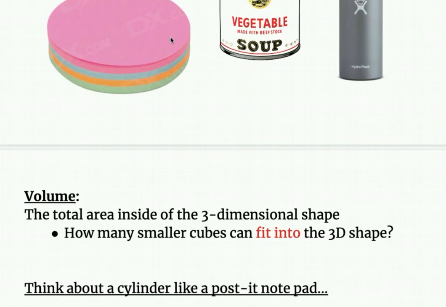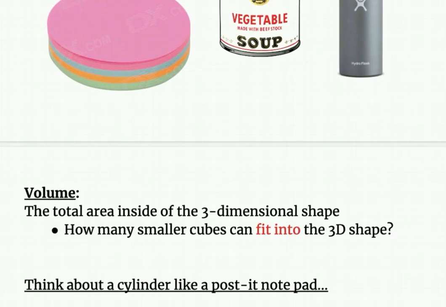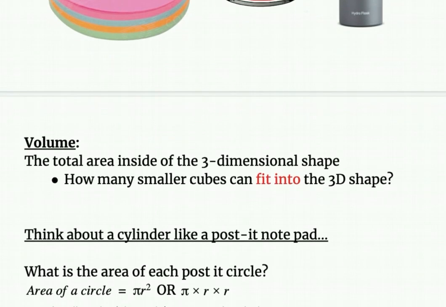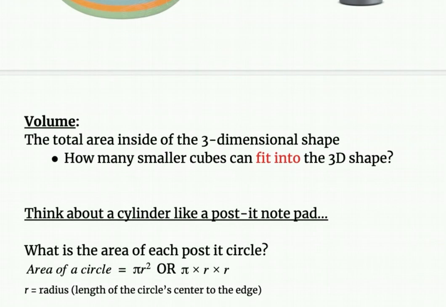So if I take off one Post-it, I basically have a circle in front of me, and I would need to figure out the area of a circle. You should know the area of a circle is pi r squared, or pi times r times r. Some people remember it by thinking about a pie, like an actual pie you can eat, but in the shape of a square, pi r squared. So again, pi is 3.14, and r is the radius. Radius is the length from the circle's center to its edge.